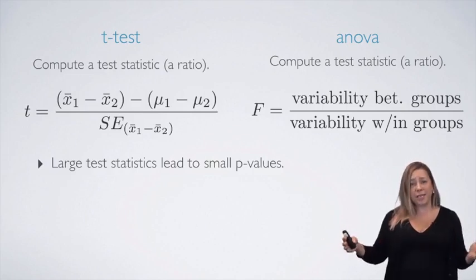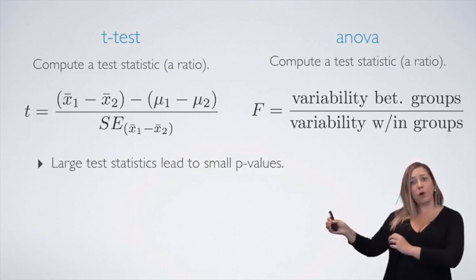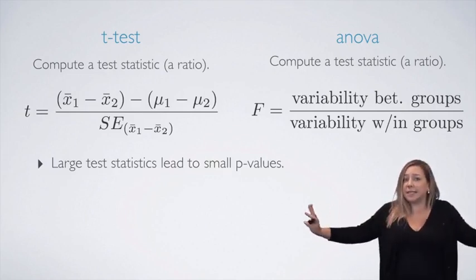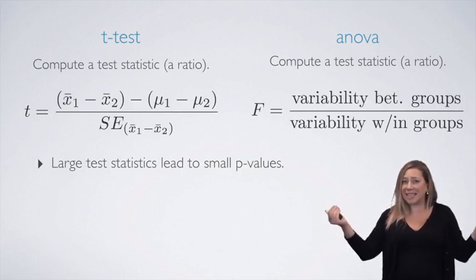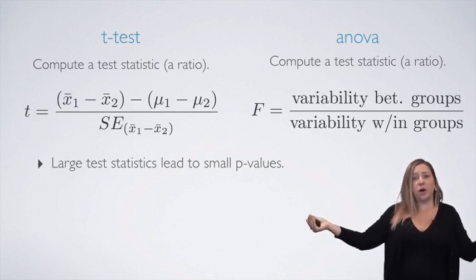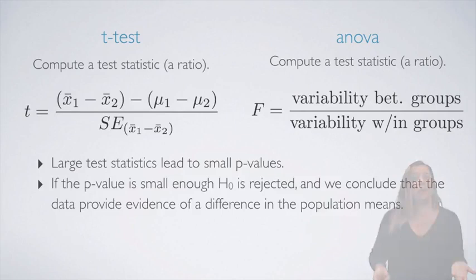Remember that a large test statistic leads to a small p-value, since as the test statistic gets closer to the tails, the tail areas on the edges get smaller and smaller. And also remember that if the p-value is small enough, we can reject the null hypothesis and conclude that the data provide convincing evidence for a difference in population means.